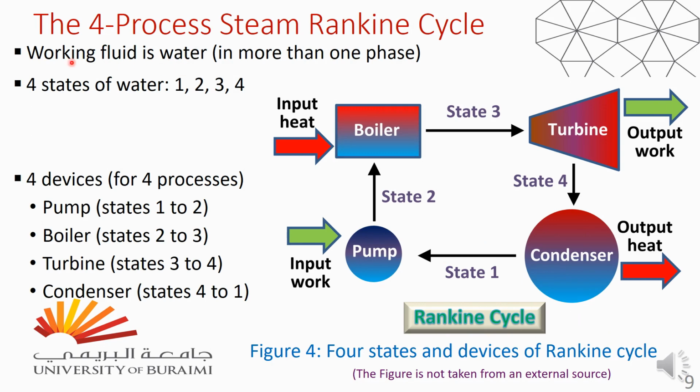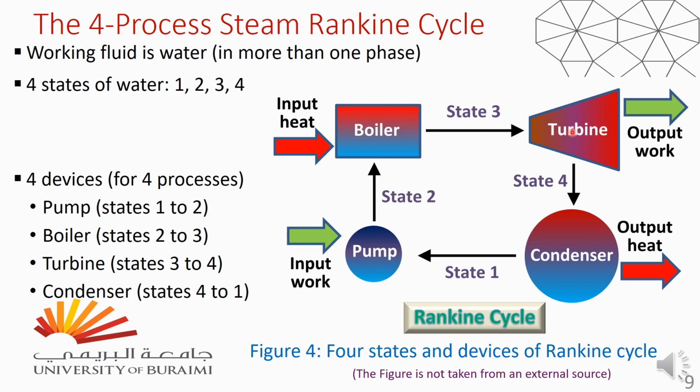Now, more details about the Rankine cycle. We have here 4 devices and 4 states. State number 1, before the pump. The pump takes input work and pressurizes the water to state number 2, high pressure here. And then the boiler takes input heat and adds this heat to the water. So you have state number 3, high pressure and high temperature steam.